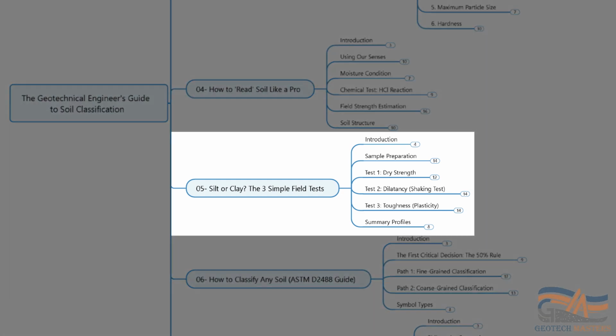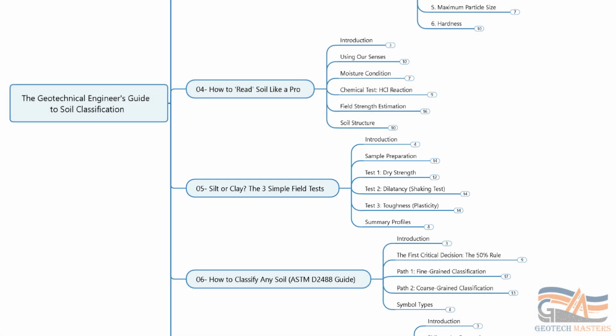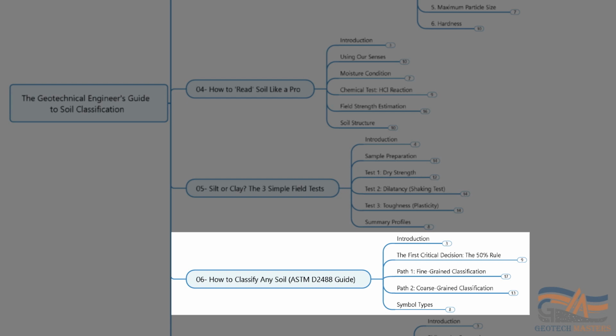Episode 5 is where we get our hands dirty. We will master the 3 essential field tests: dry strength, dilatancy, and toughness, to finally solve the mystery. Is it silt or is it clay? In episode 6, we bring it all together using the ASTM D2488 standard. We will walk through the flowcharts that guide you to the correct classification every time.